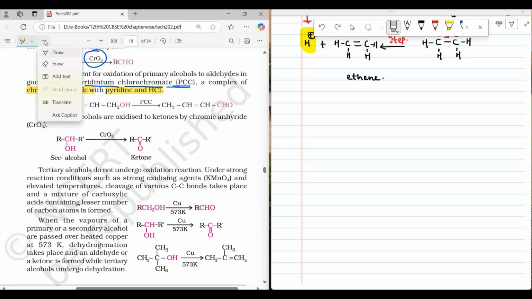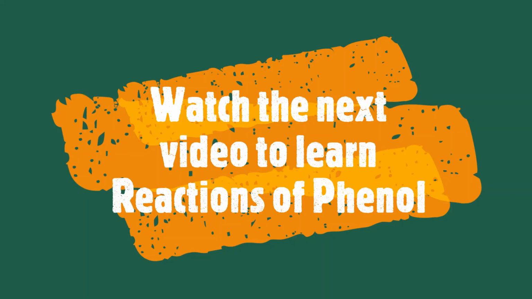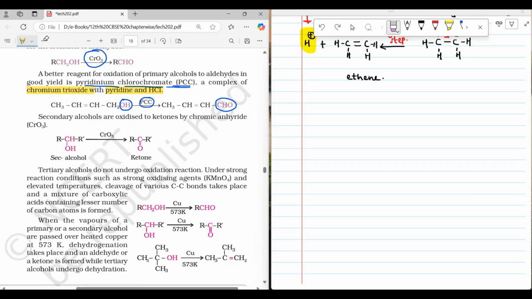Now let's observe the given reaction. Here in this reaction, a double bond is there and an alcohol functional group is also there. When it is treated with PCC, it gives an aldehyde, but the double bond remains unaffected. So when PCC is used, it attacks only the alcohol functional group and oxidizes it to an aldehyde functional group, but it doesn't affect the double bond present in the molecule. Secondary alcohols are oxidized to ketones by chromic anhydride. When you use CrO3 with the secondary alcohol, it gives ketones.